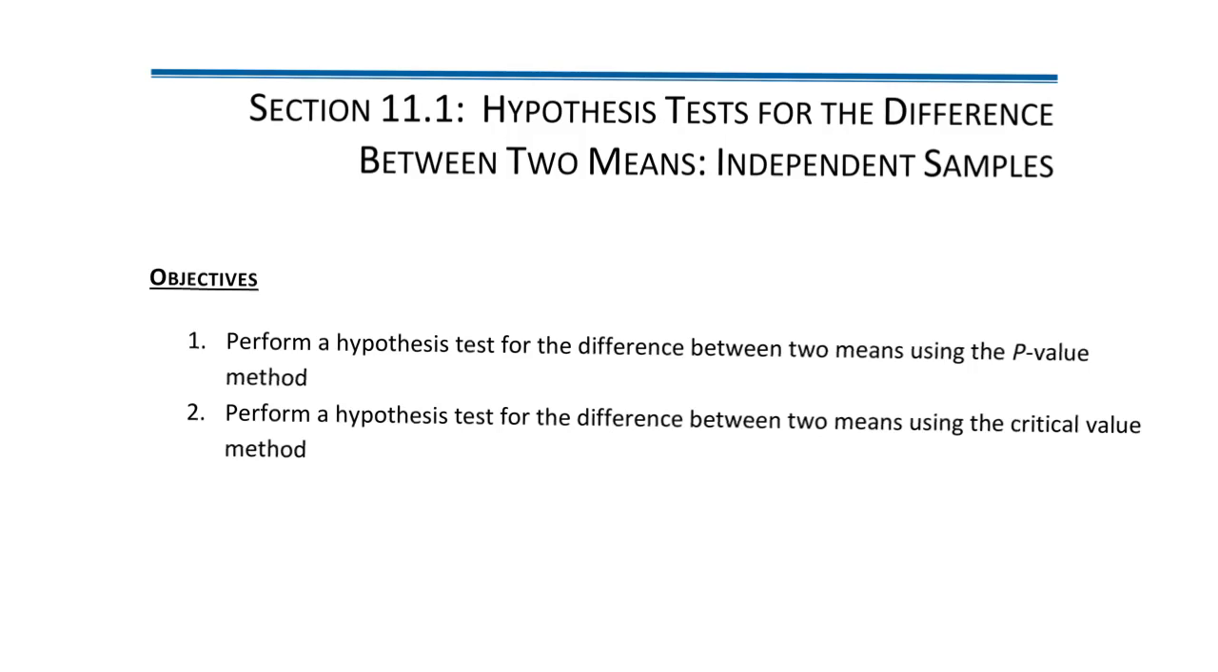Hi, this is your professor Sudha Kolathu Parambil, section 11.1, hypothesis test for the difference between two means, independent samples. It has two objectives: perform a hypothesis test for the difference between two means using the p-value method and using the critical value method.